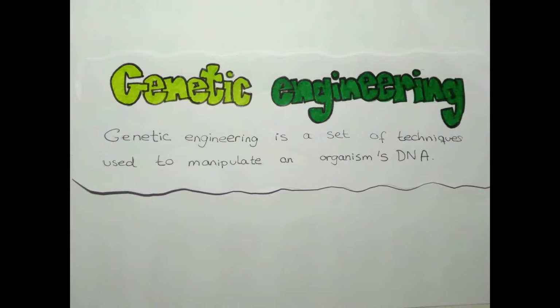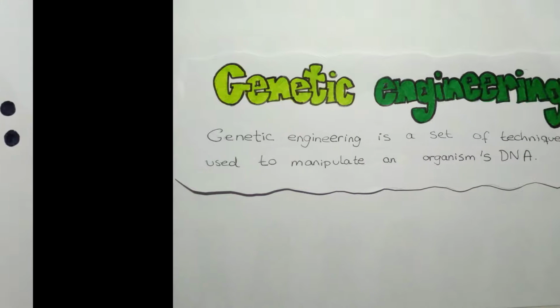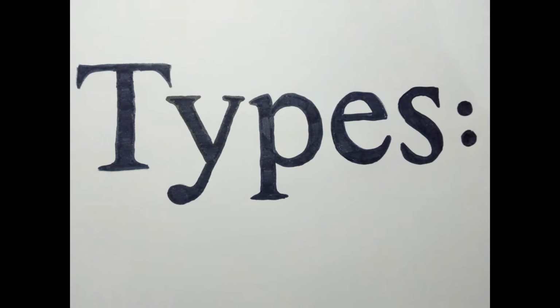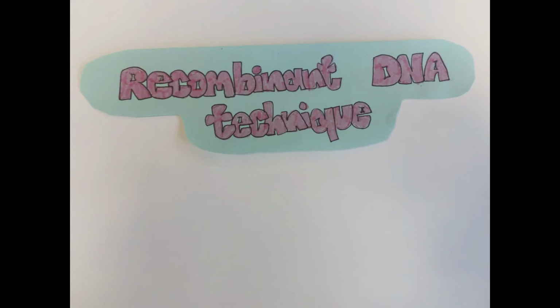Genetic engineering is a set of techniques used to manipulate an organism's DNA. There are many different techniques in genetic engineering. The different types are: recombinant DNA technique. Recombinant DNA technique adds or replaces DNA in the organism, resulting in the recipient organism containing exogenous DNA. They may be the same or different species.